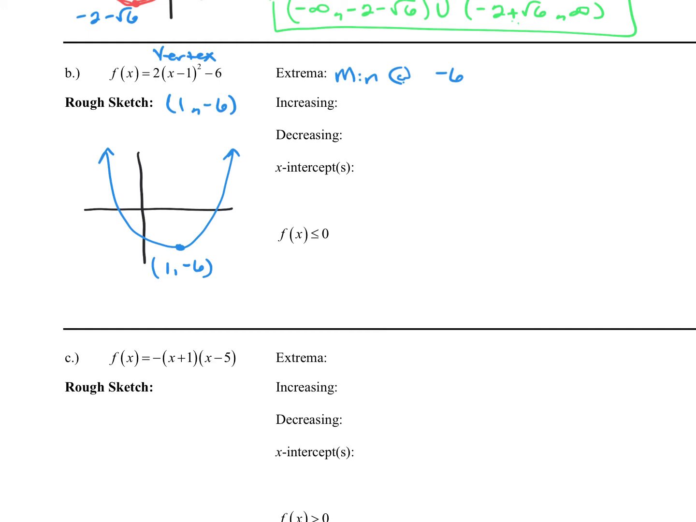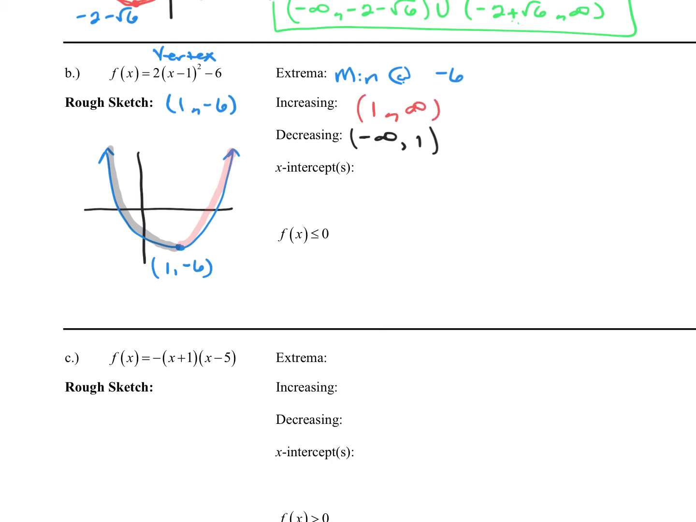Now, we can tell our increasing and our decreasing. I was going to jump ahead to the inequality. We can do our increasing and decreasing. Again, we can see that it's decreasing from here to here. So it's decreasing from negative infinity to the x-coordinate of the vertex. And then it's going to be increasing from here to positive infinity, so it's going to be increasing from the x-coordinate of the vertex to positive infinity.